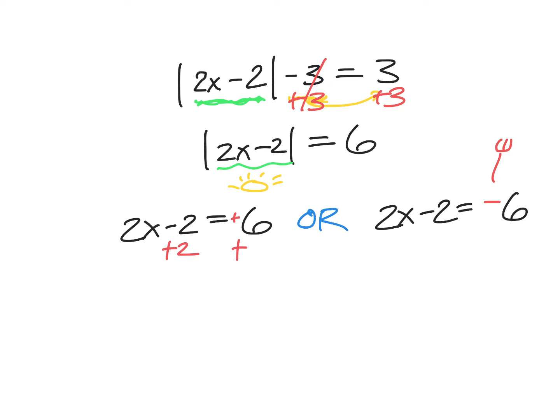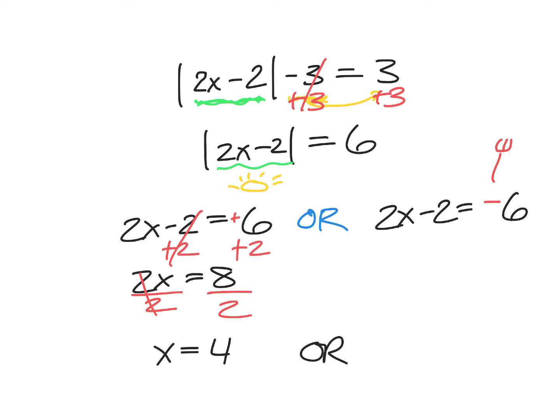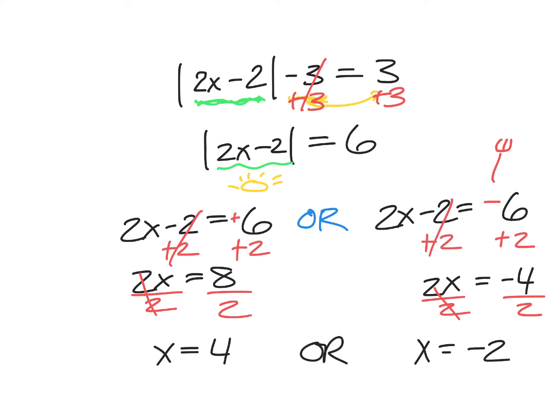Add 2, add 2. So 2x equals 8. Then divide by 2, and x equals 4. Or come back over here, do your other case. Plus 2, so 2x equals negative 4. Then divide by 2, and x equals negative 2. So those are our two solutions.